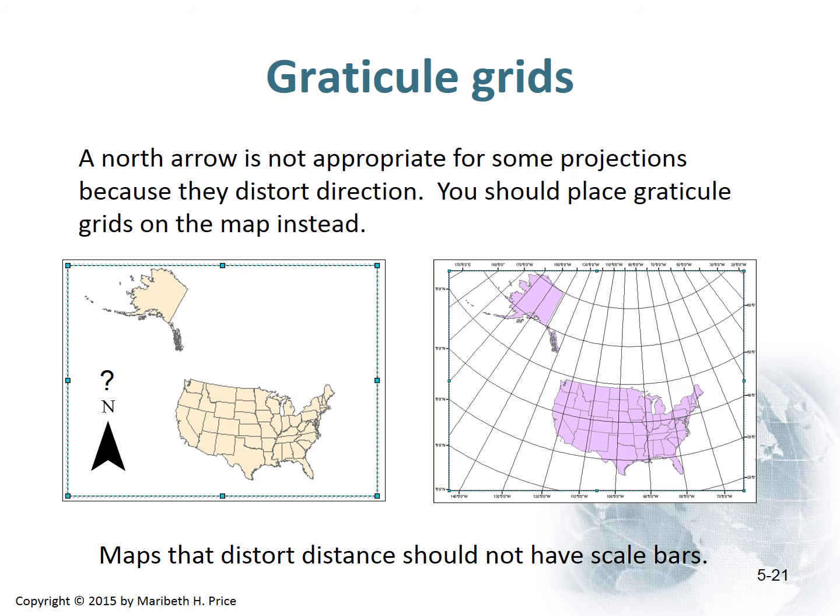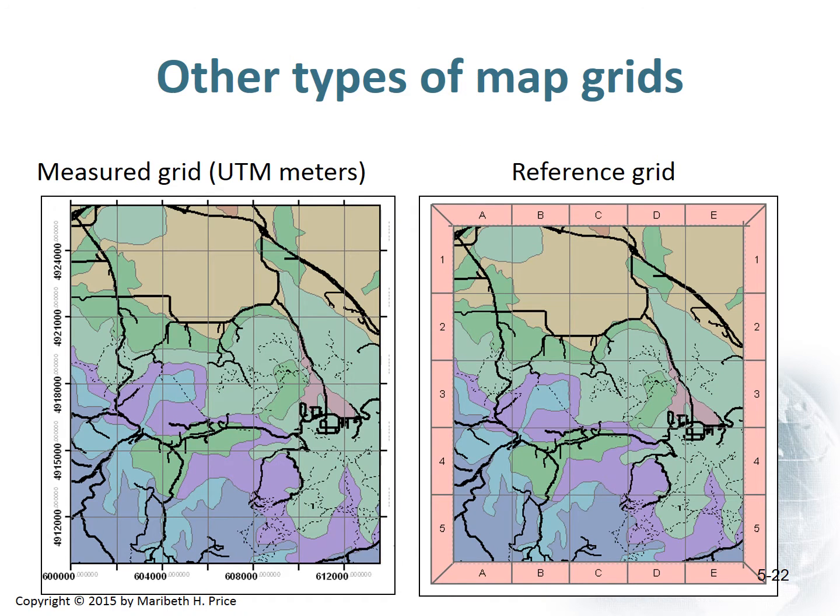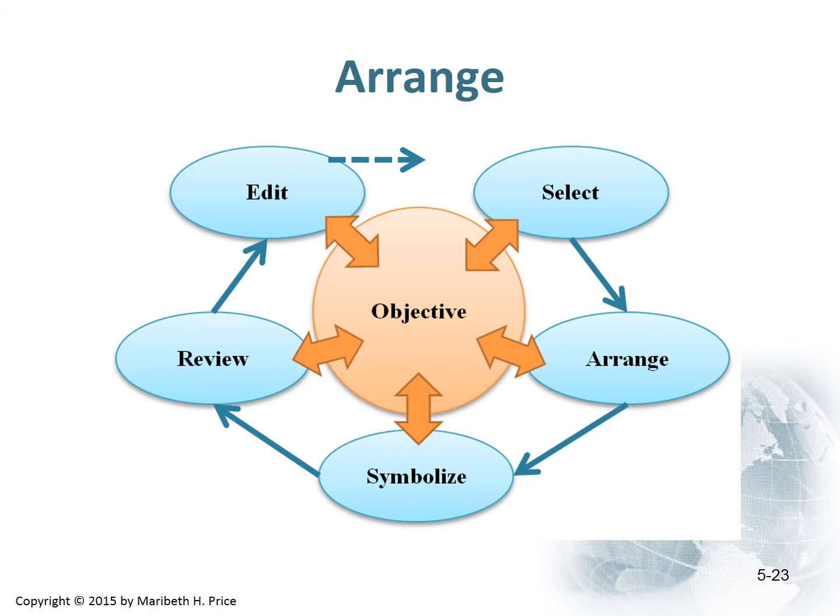Graticules are grids that are placed on a globe, and you use them with projections because some projections distort direction. So you might have a map that's mapped out using a particular projection. You throw a north arrow on there, which direction does it point? Well, that's difficult because north varies depending on where you're at on the map. So that's where you would put these lines on to show the direction of north. Other types of maps use measured grids, things like the UTM meters or just a standard reference grid, which are other ways to do it.